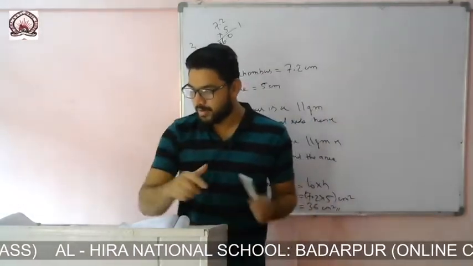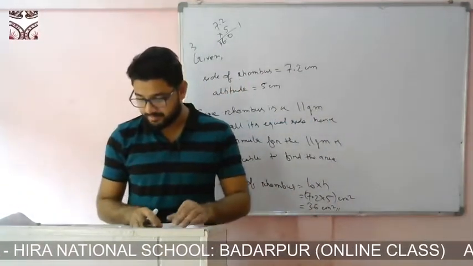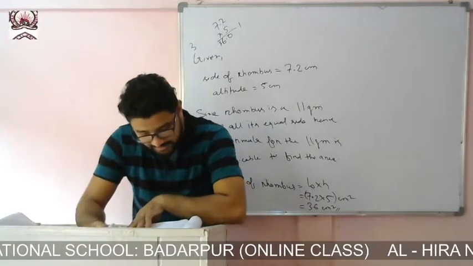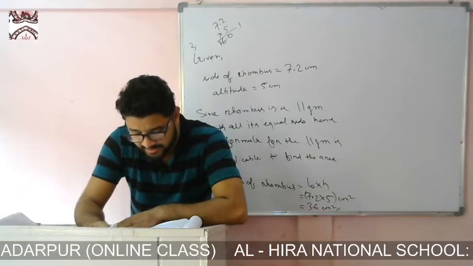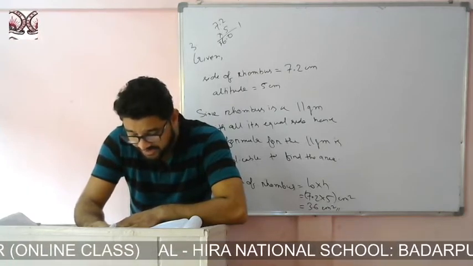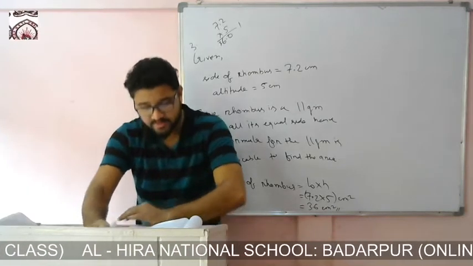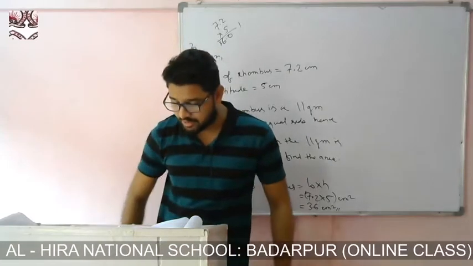So now come to question number 4. What is given? The adjacent sides of a parallelogram are 36 centimeter and 26 centimeter in length. If the perpendicular distance between the shorter sides is 12 centimeter, find the distance between the longer sides.